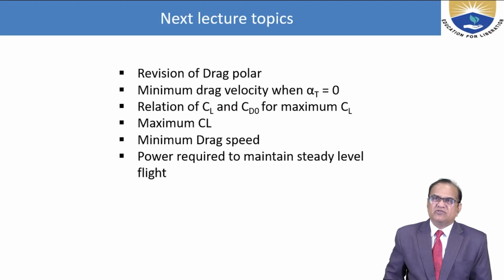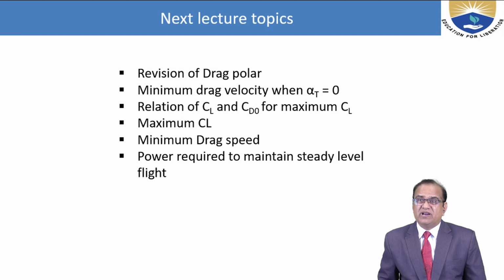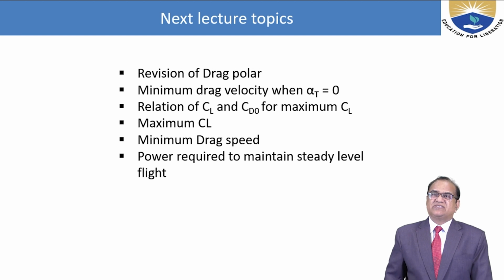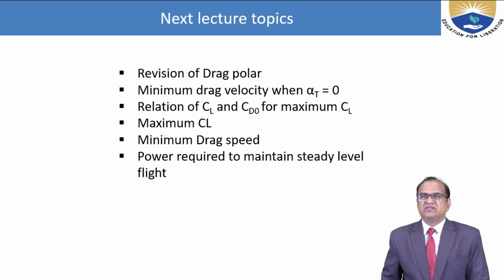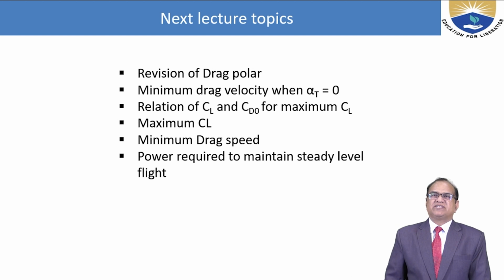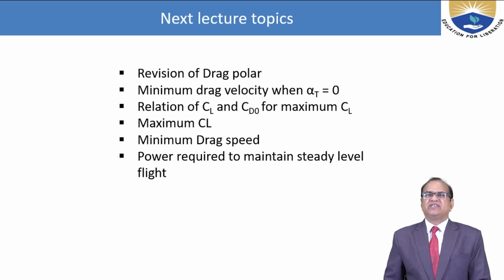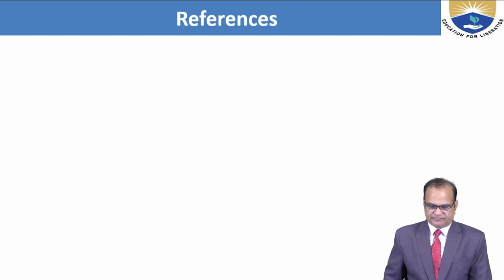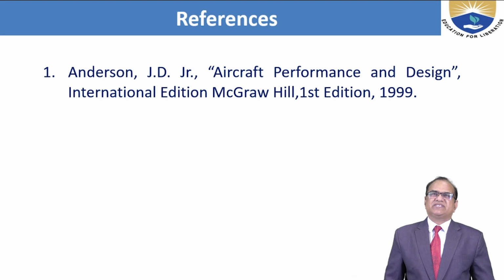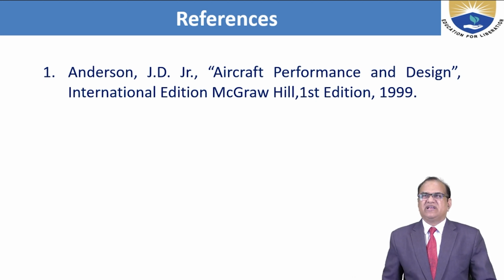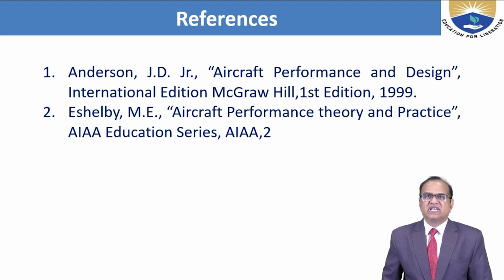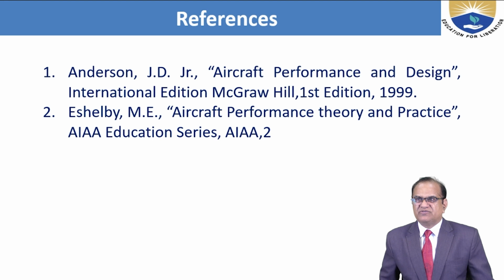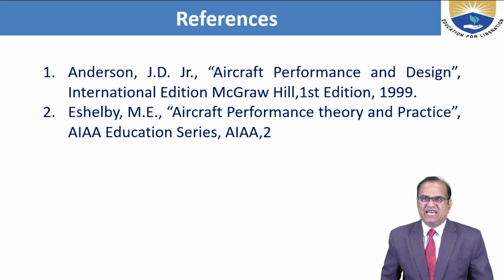In the next class, I am going to discuss these topics: revision of drag polar, minimum drag velocity when alpha t is equal to 0, relation of CL and CD naught for maximum CL, minimum drag speed, and power required to maintain steady level flight. These are the references: Anderson, J.D., Aircraft Performance and Design, International Edition, McGraw-Hill, first edition; S.L. Brandt et al., Introduction to Aeronautics, AIAA Education Series, AIAA.